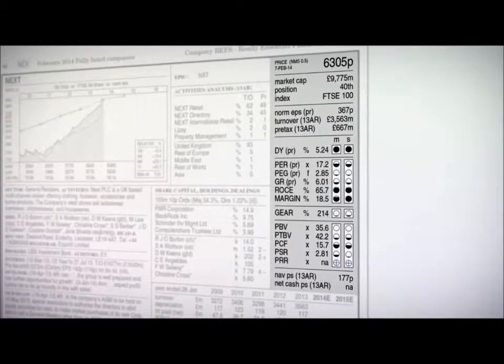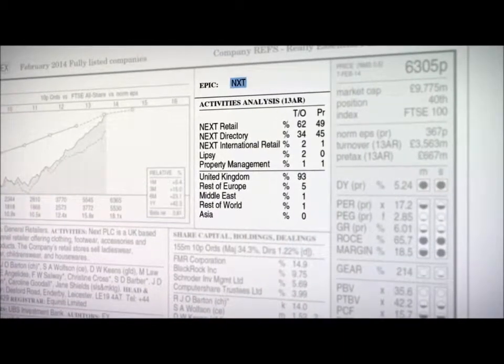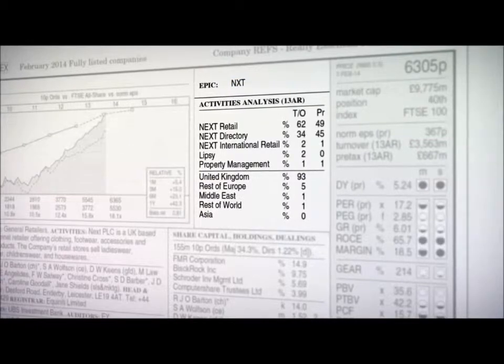Crosshairs indicate not calculated. Key statistics begin with the EPIC code for that company to help you identify it on the London Stock Exchange. Beneath this is a panel showing the proportion of turnover and profit directly attributed to the activities and the geographical area indicated. The headings and figures are derived from the latest published annual report.